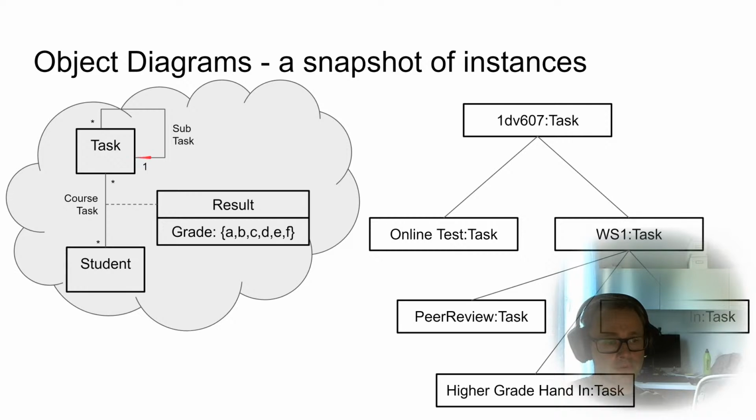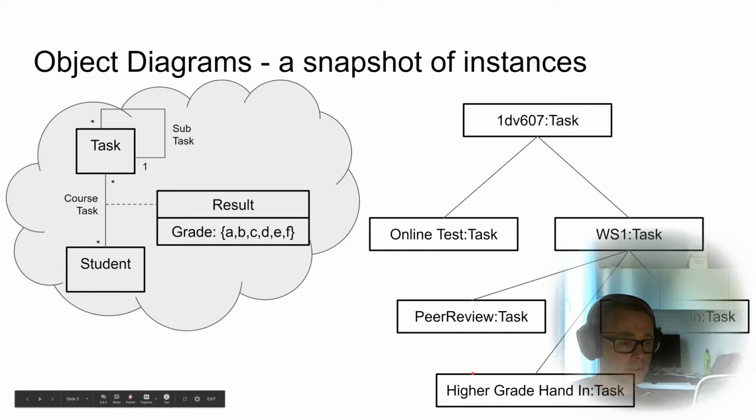And since we have this recursive association here, the self-association, this root task can be connected to subtasks. You have the subtasks online test and workshop 1 task, and probably more, but I ran out of screen space. So that's it for now. And the workshop 1 task consists of 3 subtasks. You have the peer review task, you have the final hand-in task, and you have the higher grade hand-in task also. And that one is, as you know, optional.